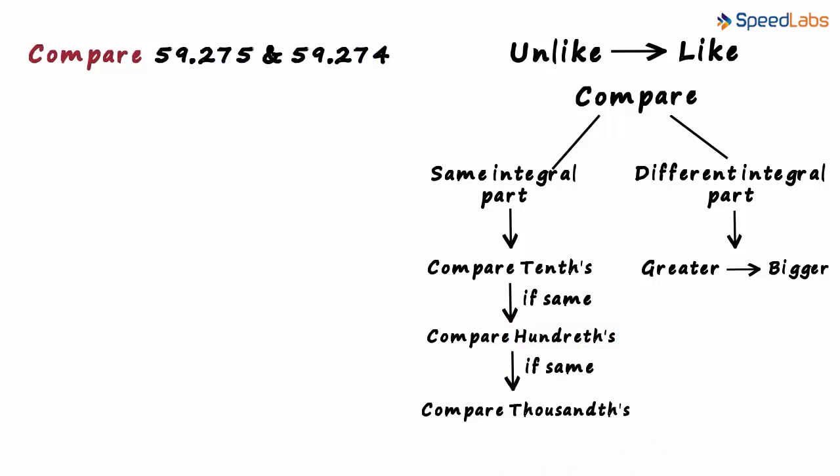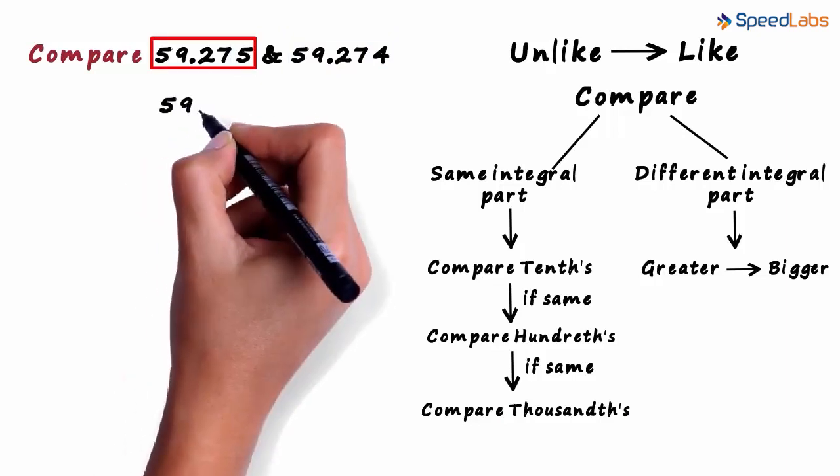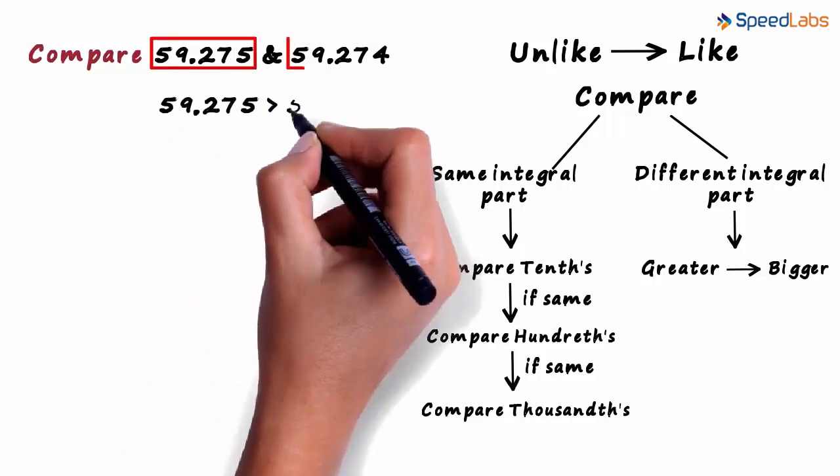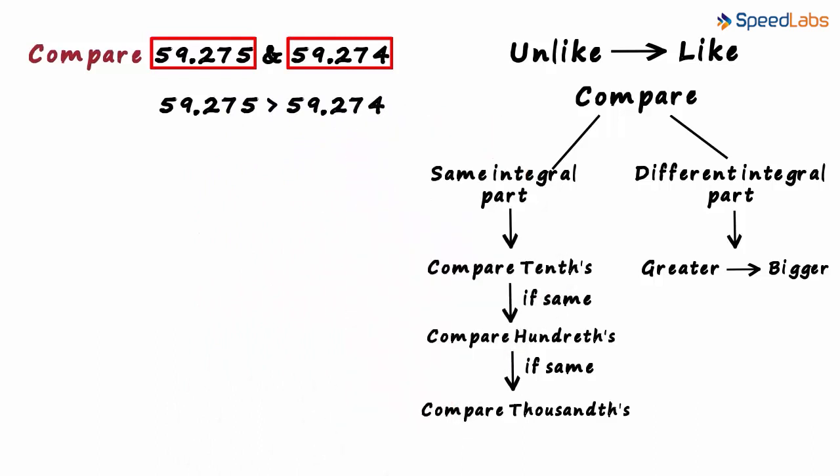And we see that the digit in the thousandths place of this decimal fraction is 5, which is greater than the digit in the thousandths place of this decimal fraction. So we can surely say that 59.275 is greater than 59.274. If the integral part is the same, we continue to compare the digits in the decimal part.